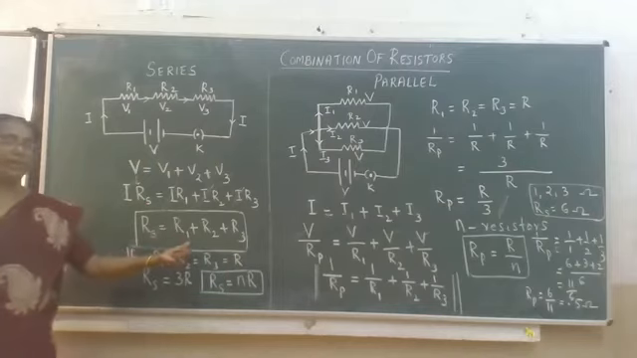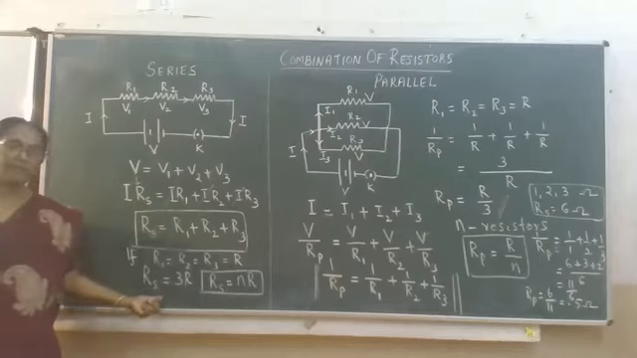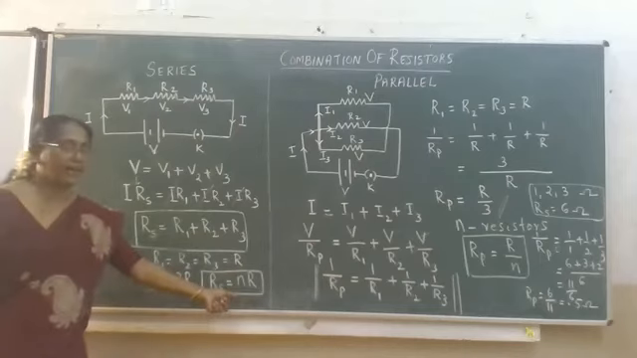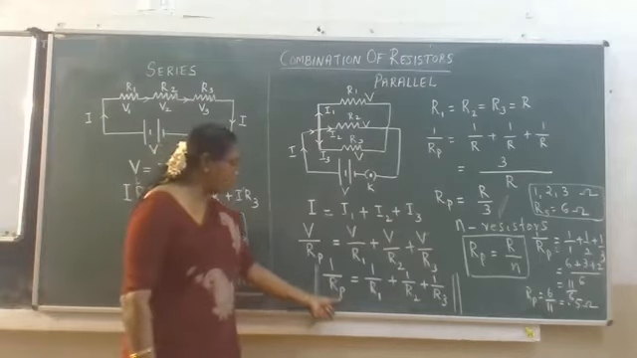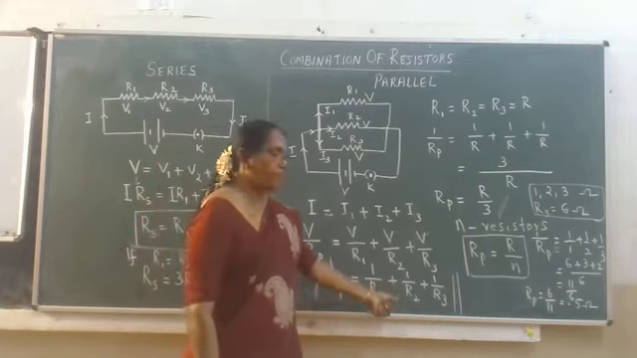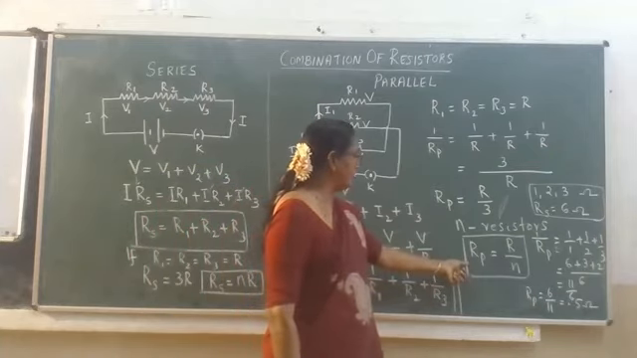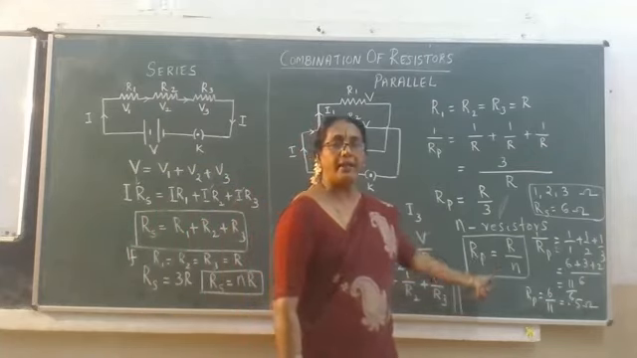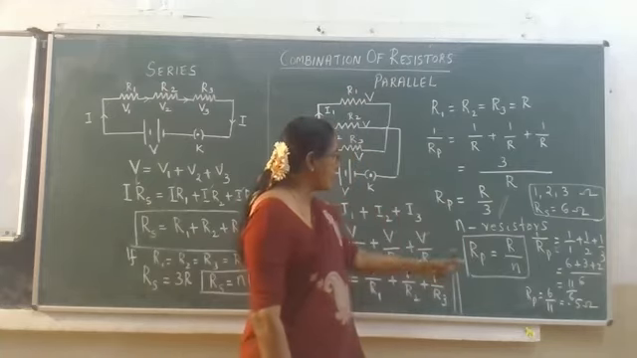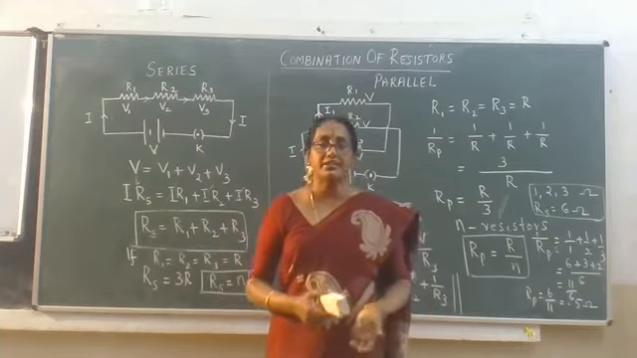So these 4 equations you should study very neatly. Rs is equal to R1 plus R2 plus R3, and if all are of equal value, Rs is equal to nR. If it is a parallel combination, 1 by Rp is equal to 1 by R1 plus 1 by R2 plus 1 by R3. If all are of the same value, Rp is equal to R by n. So study these 4 equations, and I shall show you some activity.